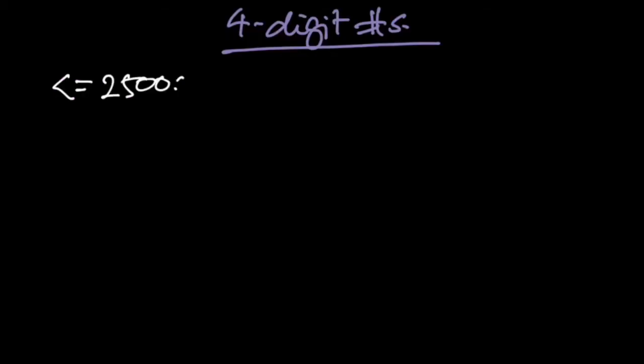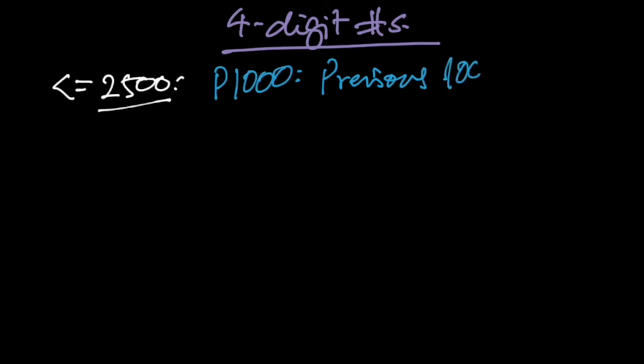Now, let us move to 4 digit numbers. So, here we start with the first case where number is less than or equal to 2500. So, here we use a technique called P1000, which is previous 1000.